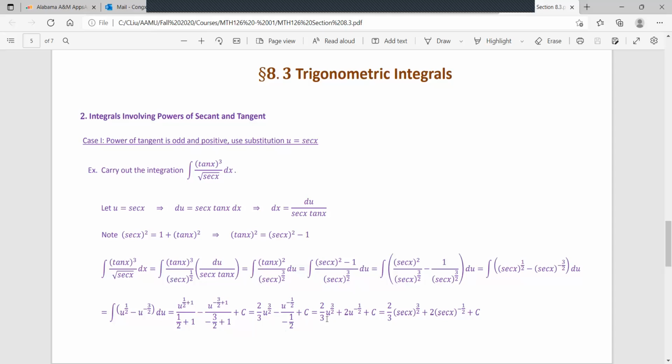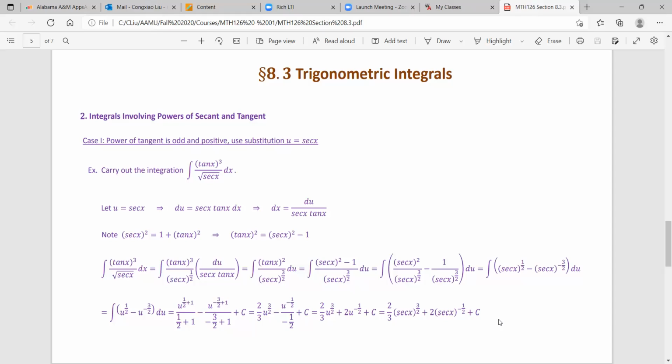Now replace u by secant x. So the final answer is just 2/3 times secant x to the 3 halves plus 2 times secant x to the negative half plus c. So that's the final answer for this example. Any questions? So again, we just use substitution and proceed with the standard steps.